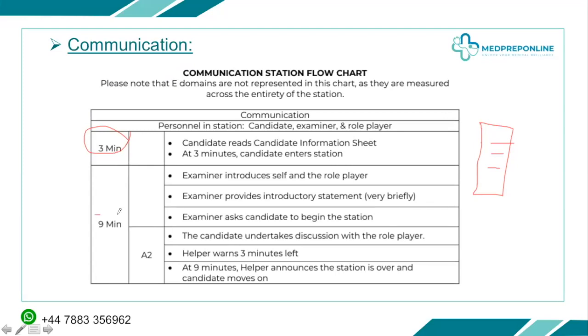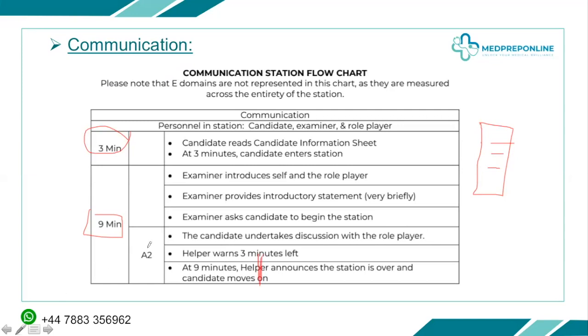Now you enter the station. The examiner introduces himself and the role player. The examiner will give only a brief statement that this is your communication station, and then the examiner will sit back and the station will start between you and the role player. The examiner will not be doing any question and answer here. The whole station happens with the role player, and when 3 minutes are left, there will be a warning, and whatever you have to do, you will do in the last 3 minutes, and at 9 minutes, the station will end.